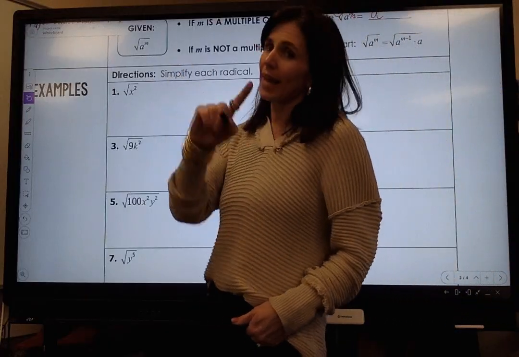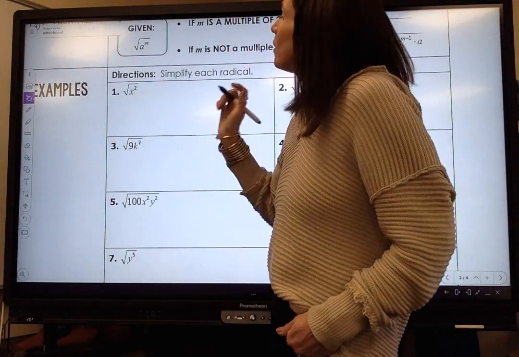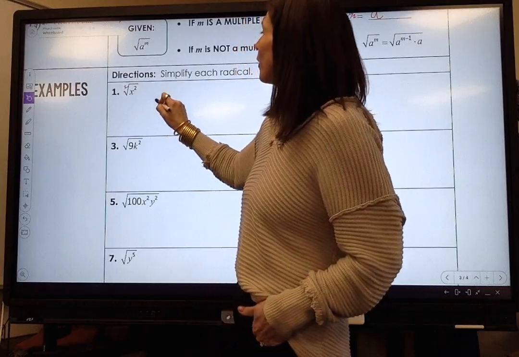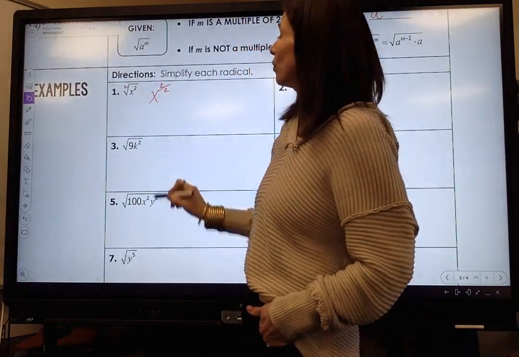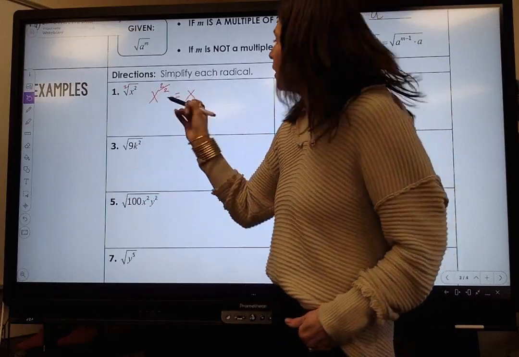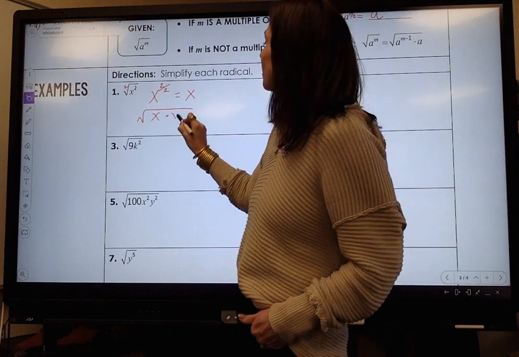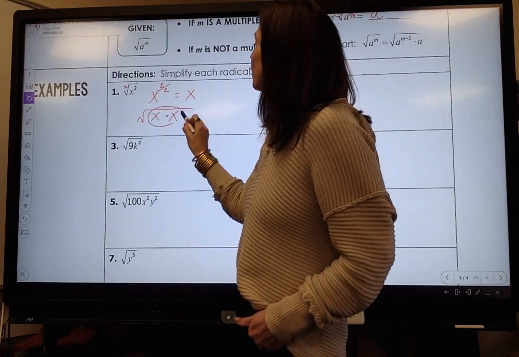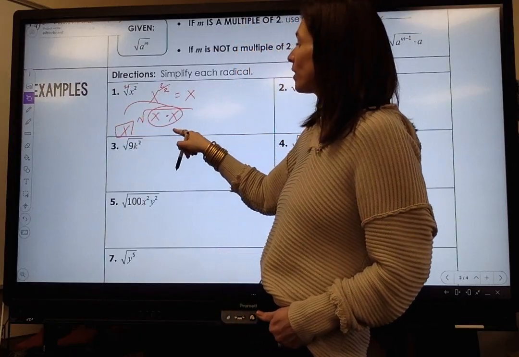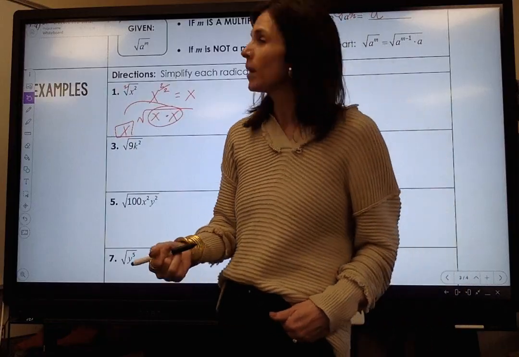Now, my rule says it takes a group of 2 to come outside, okay? So I can apply the rule, remember it's a square root, x to the 2 over 2, and then I get x. That's my final answer, right? Because if I did x squared, that means x times x, so a group of 2 comes outside, I'm left with x, and nothing is left underneath my radical. That's how we're getting that same answer. 2 different ways how to do it, right?